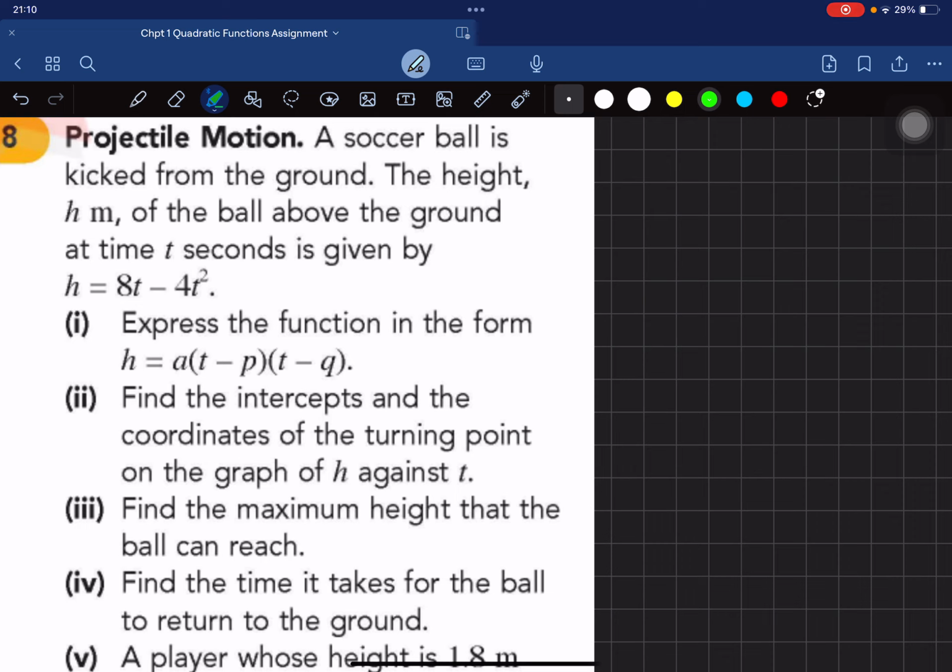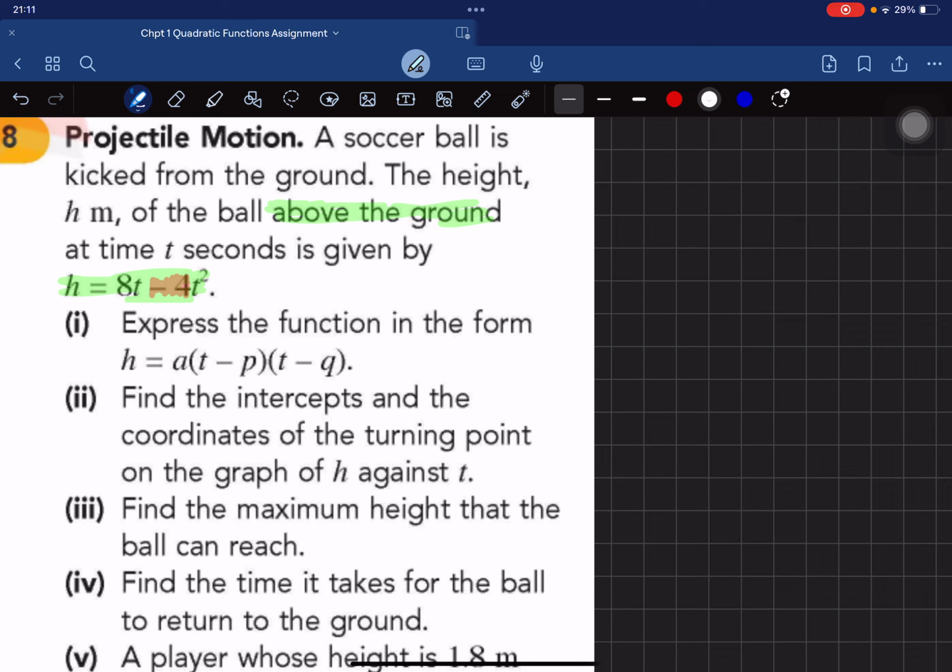They say a soccer ball is kicked from the ground. The height h meters of the ball above the ground, keyword above the ground, at time t seconds is given by this. This is the function of the movement of the ball, and at one glance we can see that because the coefficient of t squared is -4, this is a maximum curve. This is something we need to be sensitive with.